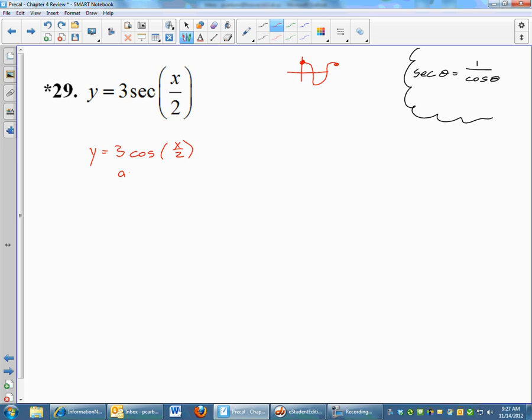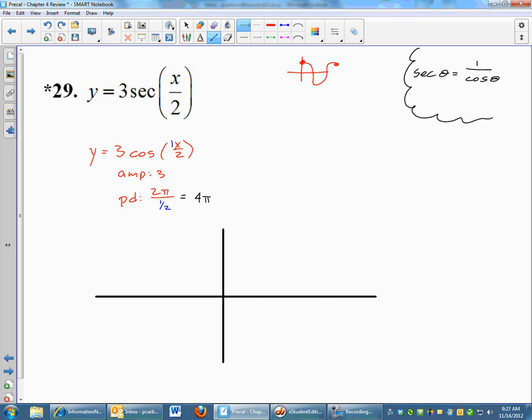My amplitude is 3. My period is 2 pi divided by the coefficient of x. In this case, the coefficient of x is 1 over 2. It's a 1/2 x. And 2 pi over 1/2 is the same as 4 pi. So there's my period. And I'm going to start by graphing that cosine graph.